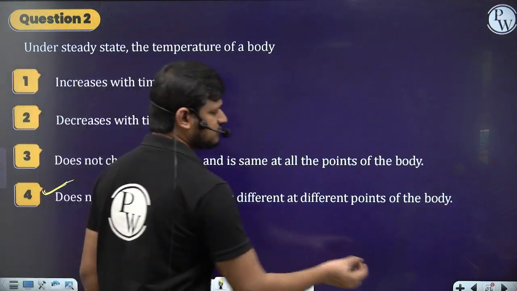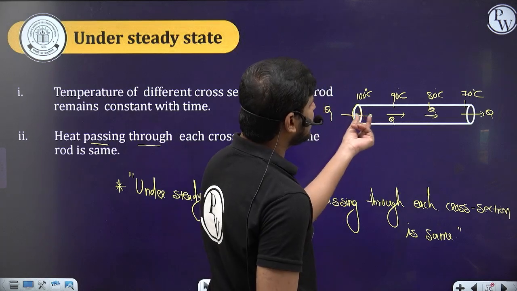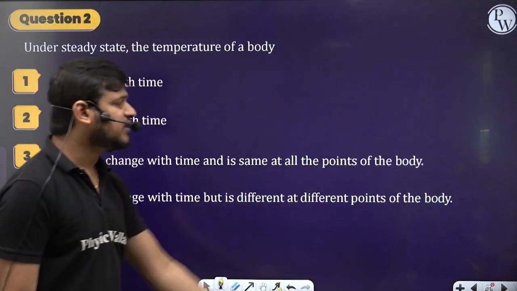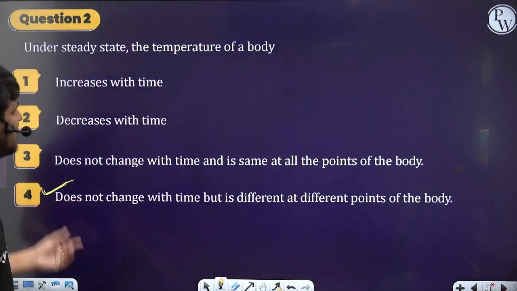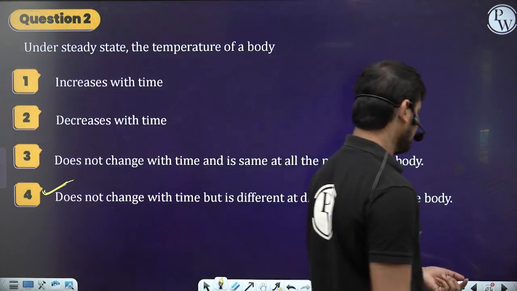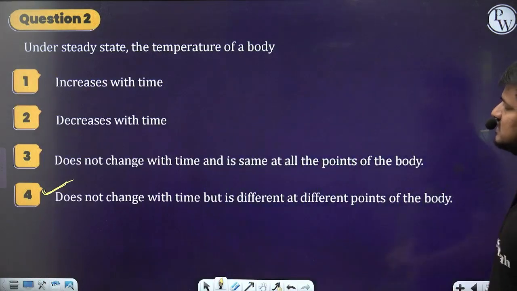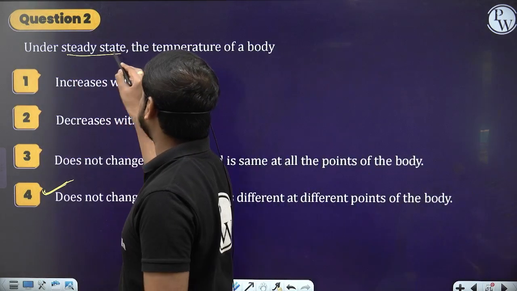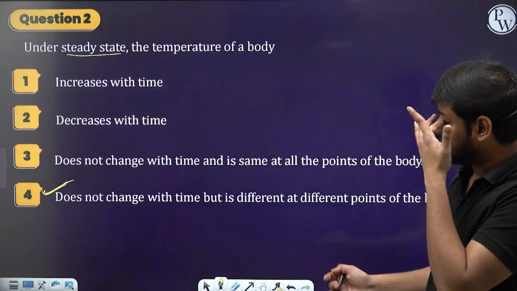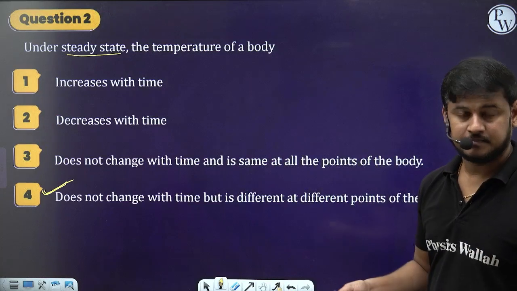Yes or no? Previously we have seen, here 100, here 90, here 80, here 70. So it is different at different points of the body. Option D, 4, is the correct one, guys. So, direct question. This is a steady state. If they say variable state, then you can say the temperature changes with time.